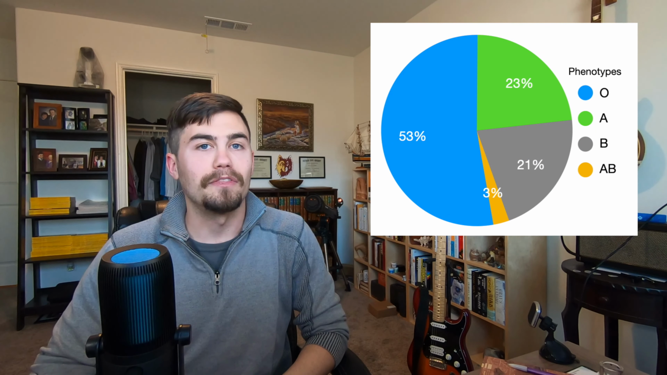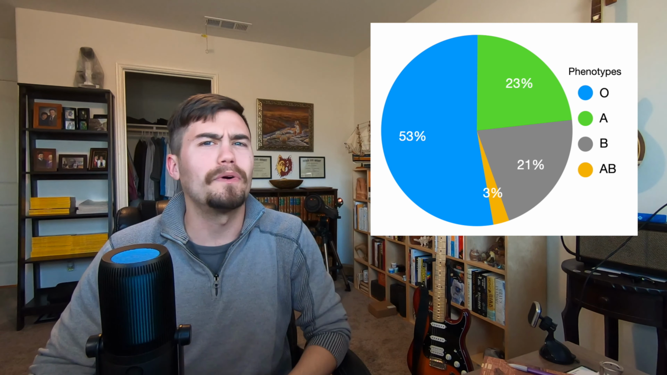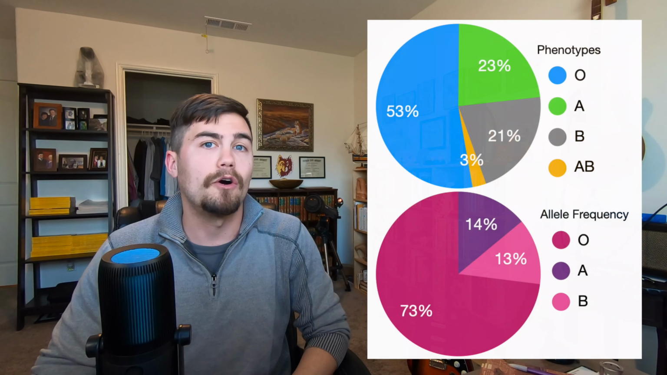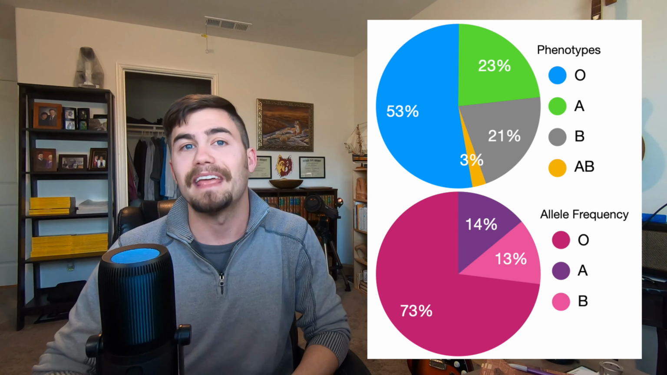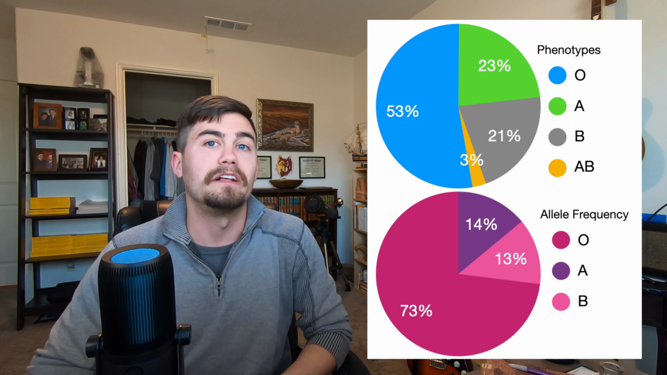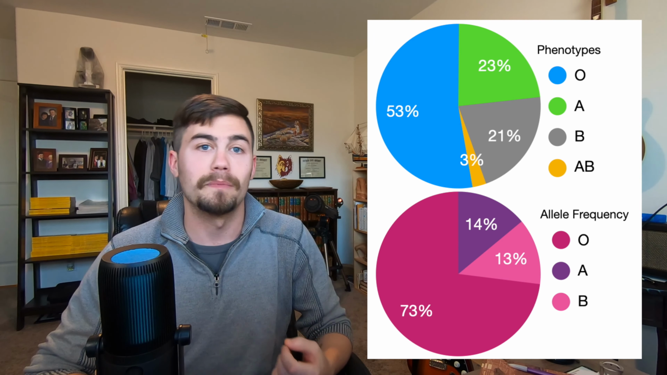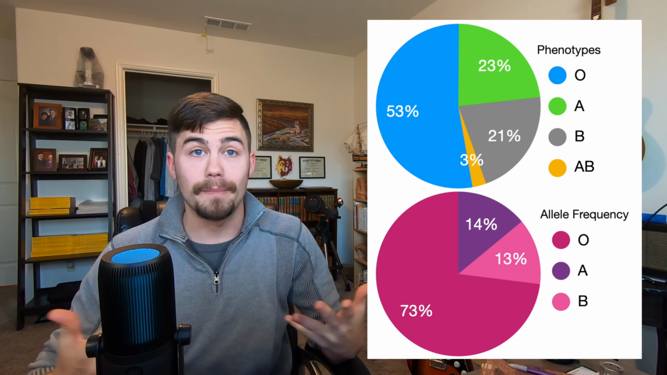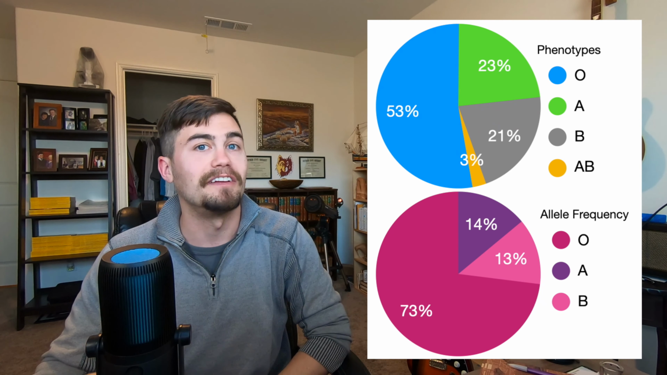In this population, 52.9% were type O, 23.1% were type A, 21.3% were type B, and only 2.7% were type AB. But the overall gene pool looks much different. The O allele accounts for a whopping 73% of the total allele frequency. The A allele makes up 14%, the B allele makes up 13%. There's no AB allele because the phenotype AB comes from inheriting both the A and B allele. The reason type O blood isn't as common as 73% is because it is recessive. You have to inherit 2 copies of it to express it.